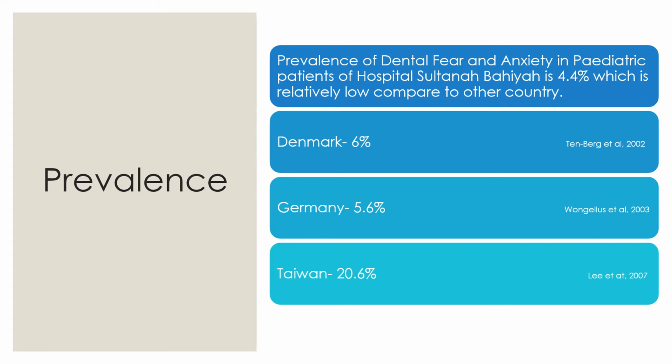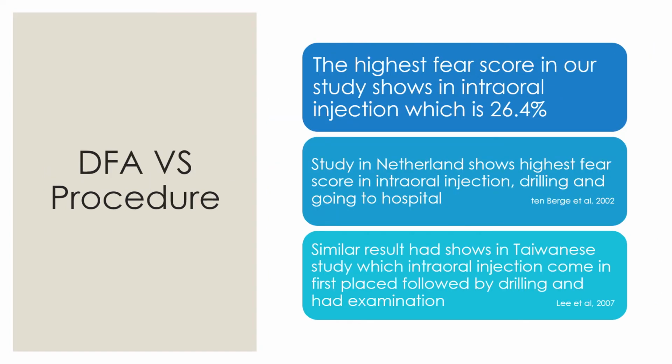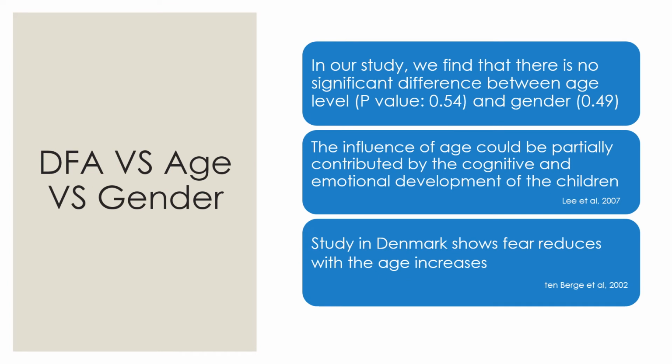compared to other countries, where Denmark has about 6%, Germany 5.6%, and Taiwan about 20.6%. The highest fear score in our study was for intraoral injection, which is 26.4%. The study in the Netherlands shows higher fear scores for intraoral injection, drilling, and going to hospital. A similar result was shown in the Taiwanese study, in which intraoral injection comes in first place, followed by drilling and head examination. In our study, we find that there is no significant difference between age level and gender.